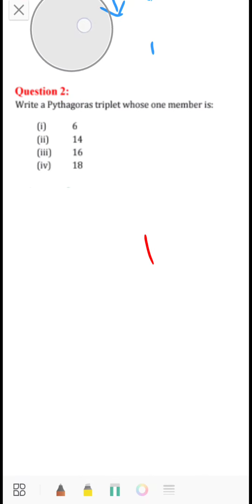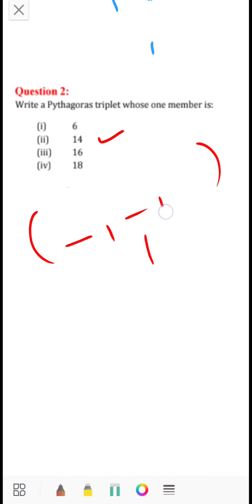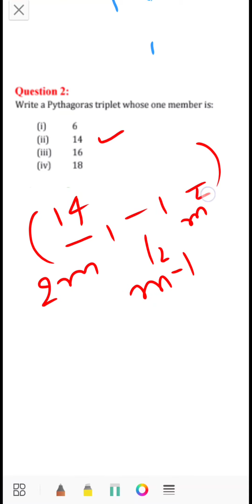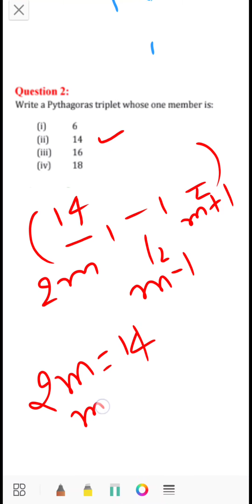Moving on with the next question. Next one is 14. So here, from these three numbers you can consider the first one as 14. So you can compare this 14 with 2m, and you can put the value of m in the next ones to get the next two members. So 2m is equal to 14. So m is equal to 14 divided by 2. Why is m equal to 14 divided by 2? Because 2 and m are in multiplication. So m is equal to 7.